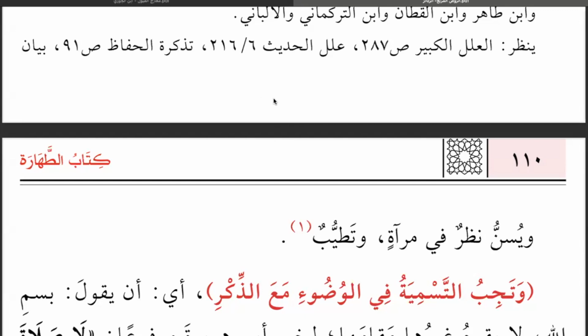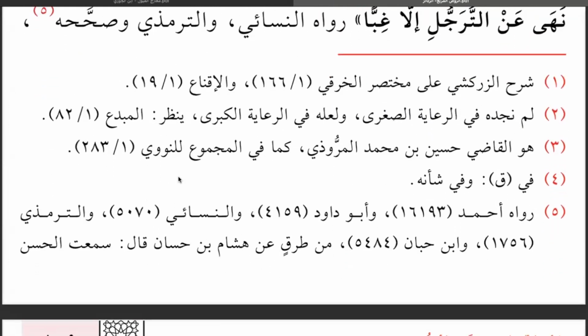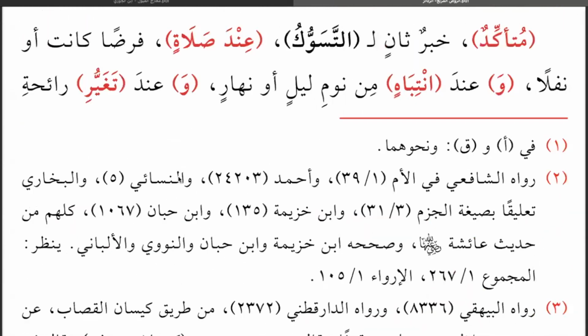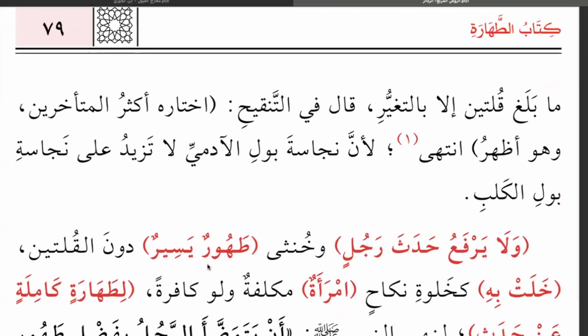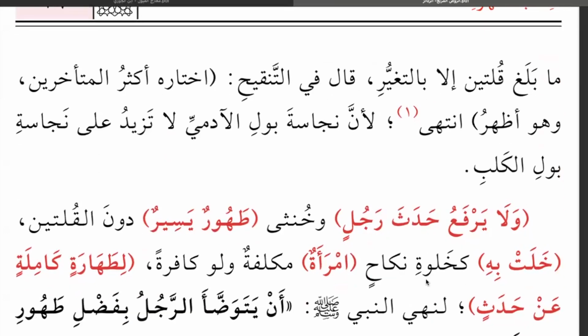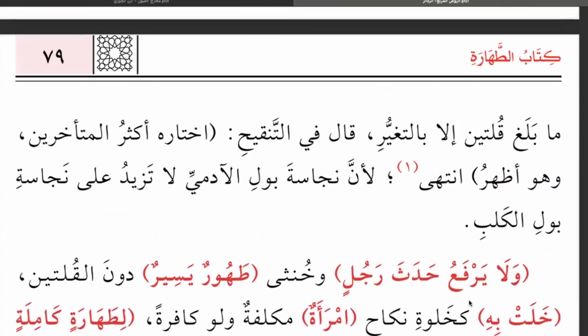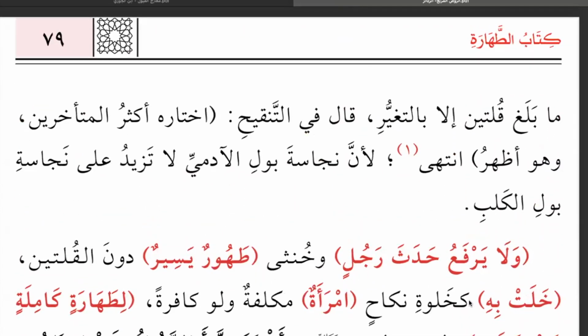Barakallahu fikum. Could you briefly explain the red text on page 79 again? Okay, inshallah. 79, okay. The red: ولا يرفع حدث رجل طهور يسير خلت به امرأة لطهارة كاملة عن حدث. نعم. This is the mas'ala of a man who needs wudu.